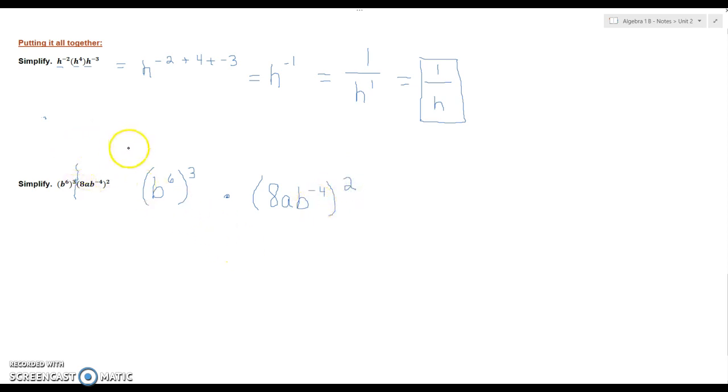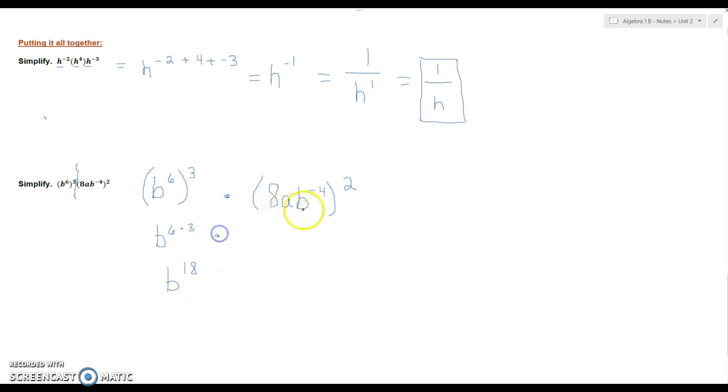So in this first part, b to the 6th to the 3rd, we have a power to a power, so we know we can do multiplication of those exponents. I'm going to go ahead and go all the way down here and finish that side off. So we have b to the 6 times 3, or b to the 18th.